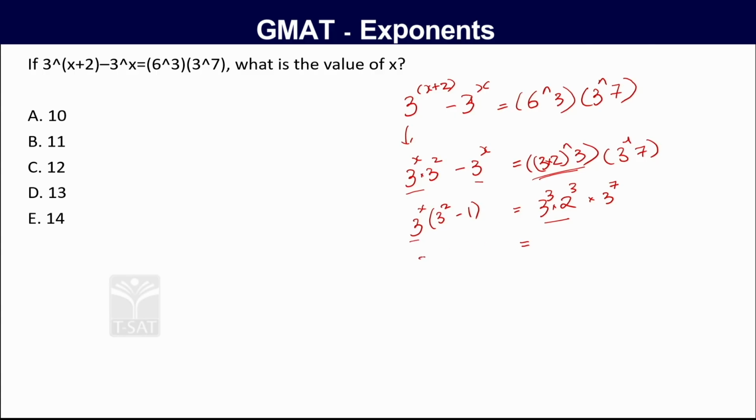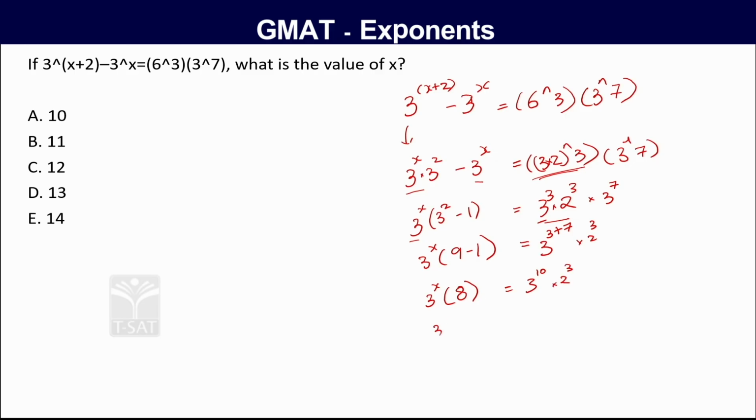So here you are left with 3 to the power of x into 3 square, which is nothing but 9, minus 1, and here we can add 3 to the power of 3, we can multiply it by 3 to the power of 7, and it turns out to be 3 to the power of 3 plus 7, and your 2 is 2 to the power of 3. So 3 to the power of x into 9 minus 1 is nothing but 8, and 3 plus 7 is nothing but 10.